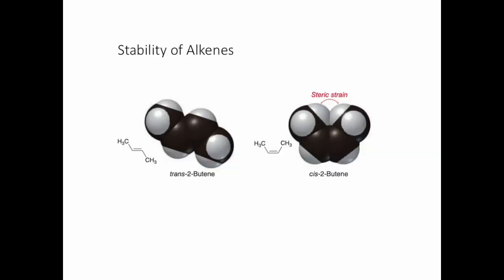Now let's move along to the stability of alkenes. Cis alkenes are more stable than trans alkenes. And the reason for this is that there is steric strain, which is shown with this space filling model. So these methyl groups can actually bump into each other, and that won't happen in the trans orientation.